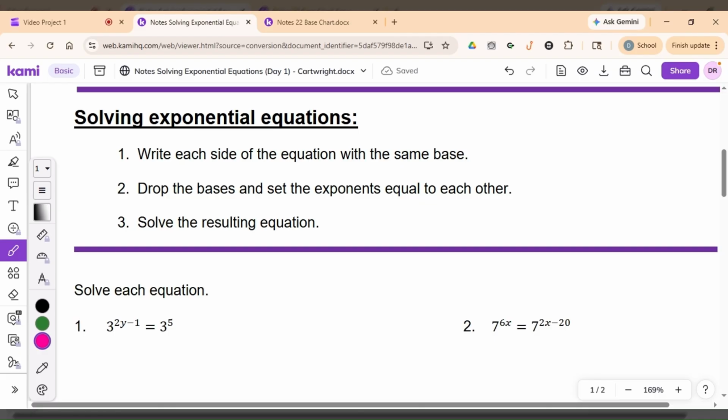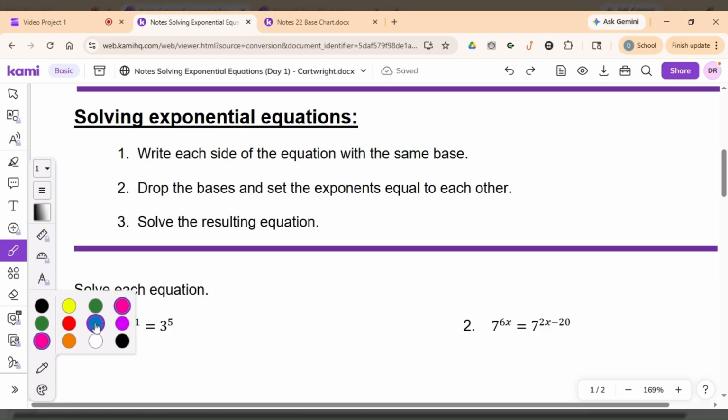So what we're going to do is just look at 2 examples here, and we want to, in step 1, write each side of the equation with the same base. That's not going to have to be something that we worry about today. This will already be taken care of today, so we're not going to have to worry about changing anything around today. So we're going to get used to equations, but the next time we solve equations, this is a step we're going to want to draw attention to.